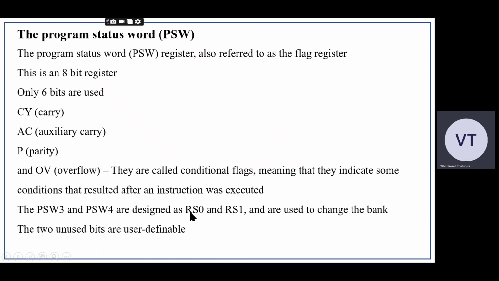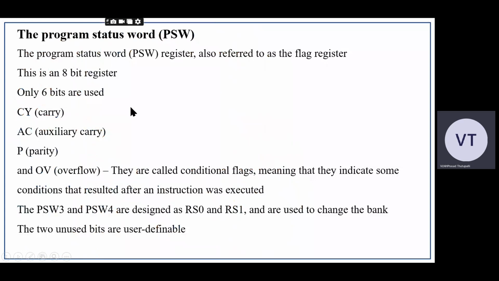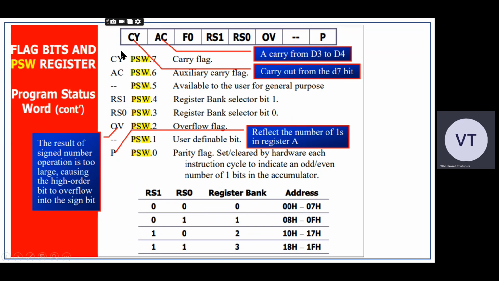We use register select 0 and register select 1 in order to switch from bank 0 to bank 1. If you want to use R0 of bank 1, R0 of bank 0, R6 of bank 2, R4 of bank 3, like that, you want to switch from bank 0 to bank 1, bank 1 to bank 2, bank 2 to bank 3, or bank 3 to bank 1. All that is possible with 2 bits of PSW called register select 0 and register select 1. So this is the program status word register.